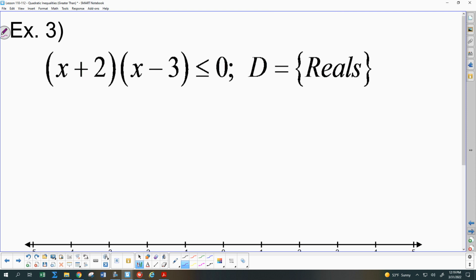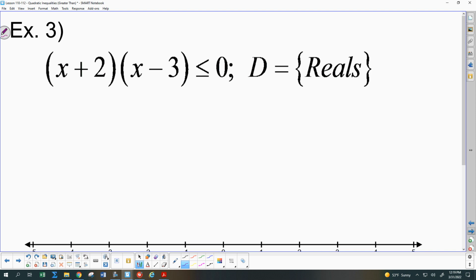Okay. Moving on to lesson 112. The only difference is, we just did two with greater than. Now we're going to do a less than. But the process is exactly the same. Get 0 on one side, factor the other side, get your critical values, test something from each section, and shade the sections that work. So I'm not real sure why the book splits it up into two separate parts there.